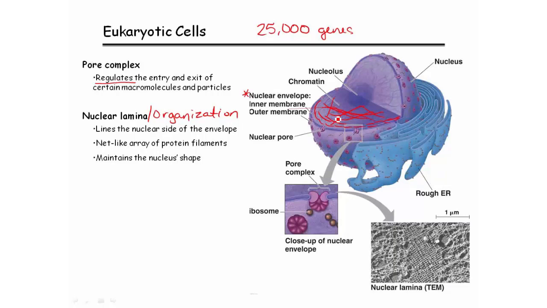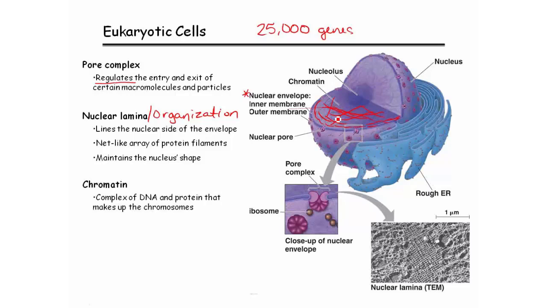Another thing that the nuclear lamina is going to do for the nucleus is that it's going to help maintain the nucleus's shape. So generally speaking, the nucleus is going to be fairly spherical. So this is going to help us make sure that it does stay pretty spherical.